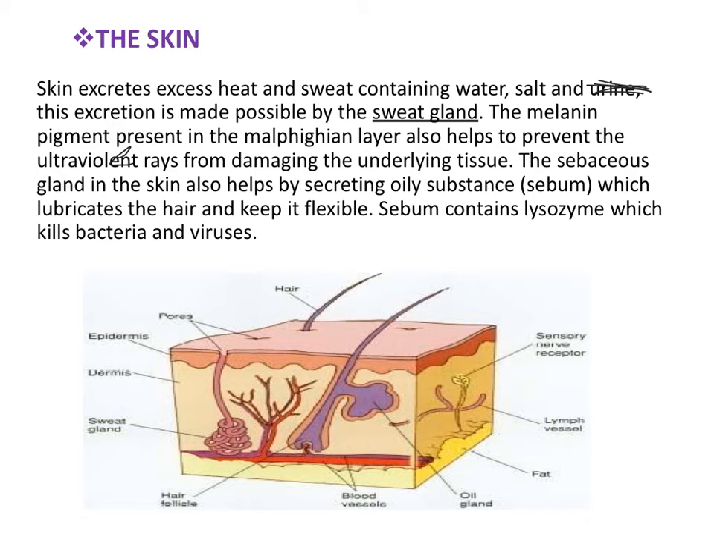This is the structure of the skin. You have the hair, the pores, the epidermis, the dermis, the sweat gland, blood vessels supplying the skin, the oil gland which produces sebum, the fat layer, and the lymph vessels. They also have sensory nerve receptors.